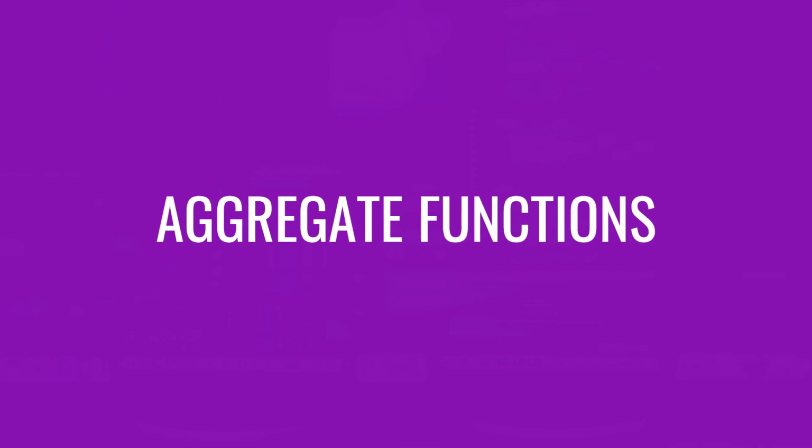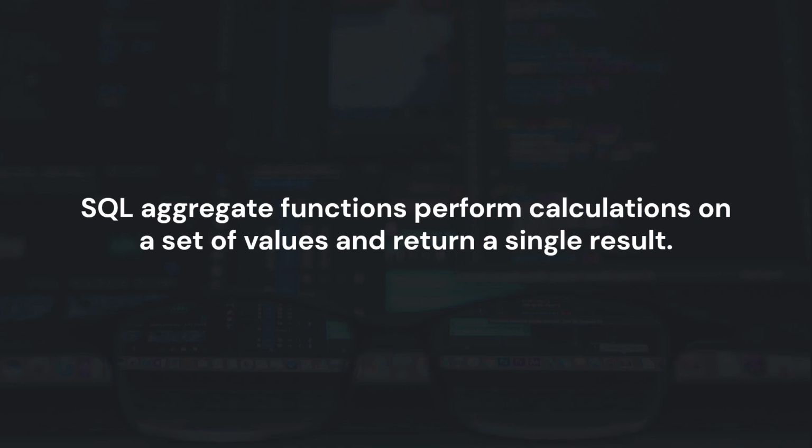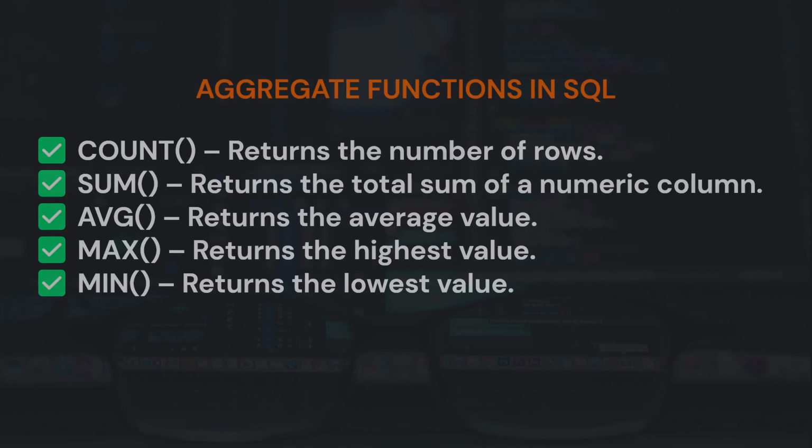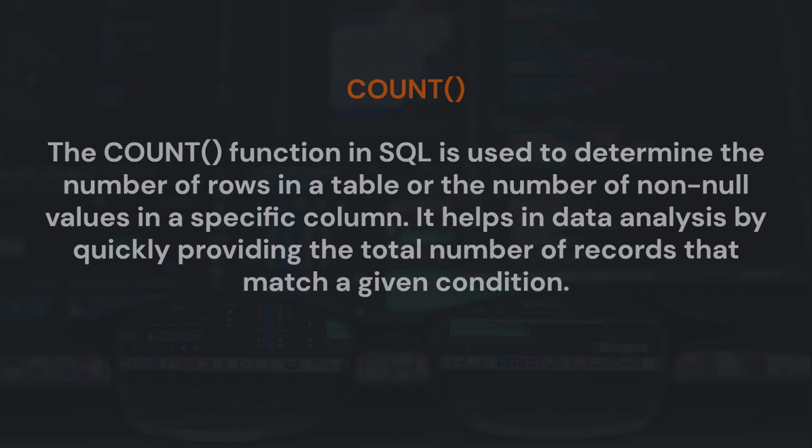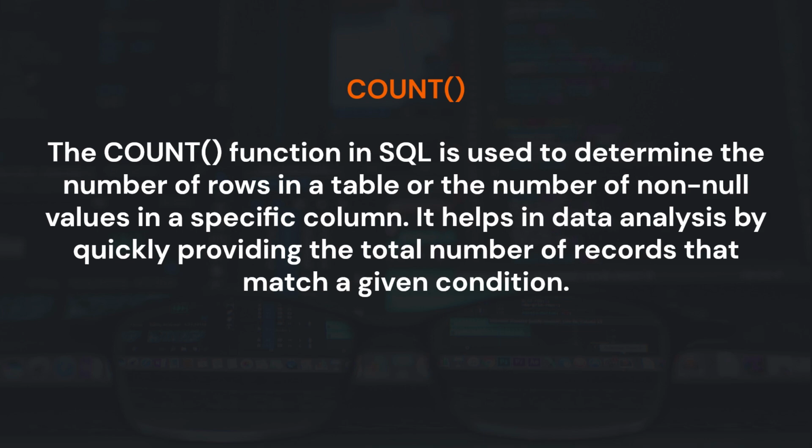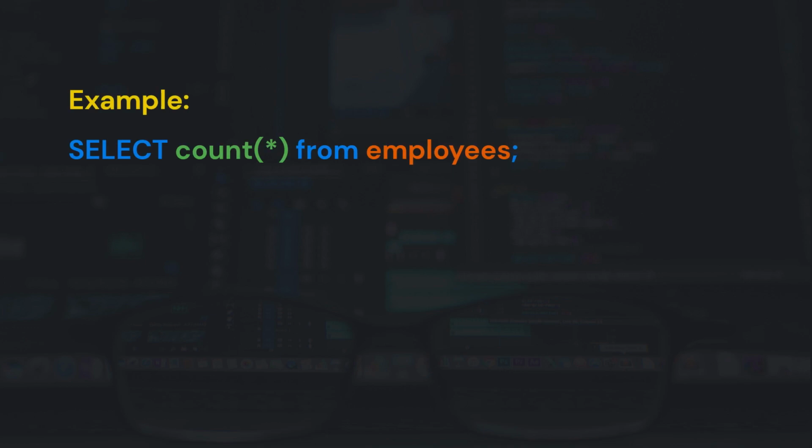Now that we have learned how to retrieve and filter data from a table, let's explore aggregate functions in SQL. Aggregate functions allow us to perform calculations on multiple rows at once, making it easier to analyze data. These functions include count, sum, average, max, and mean. One of the most commonly used aggregate functions is count, which helps us determine the number of rows in a table. For example, if we want to count the total number of employees, we can use the count function.